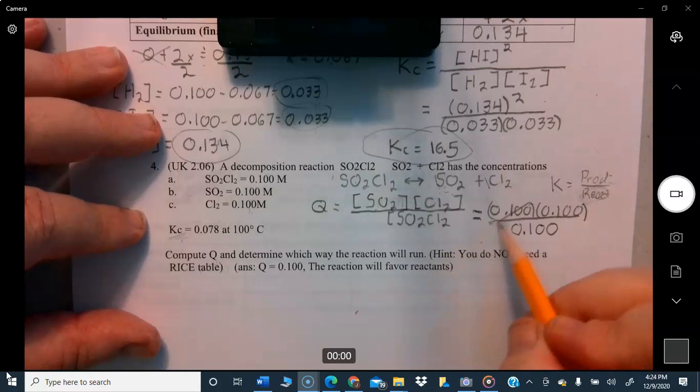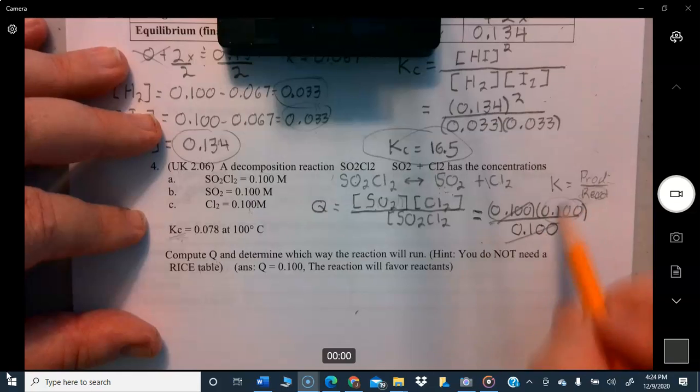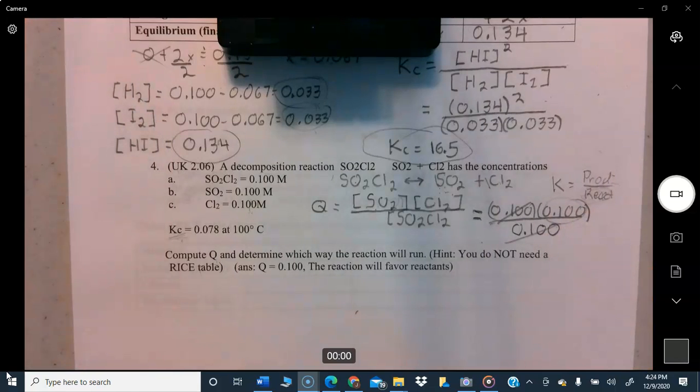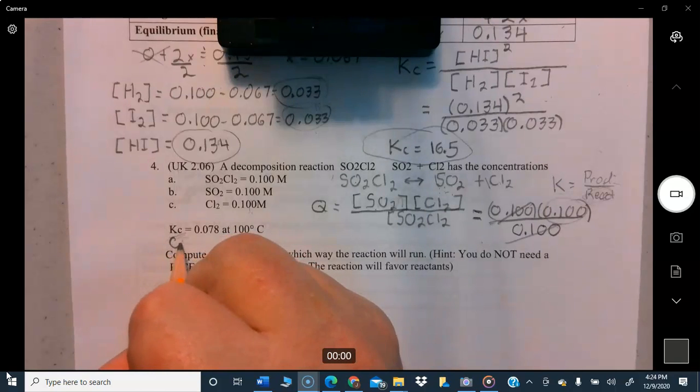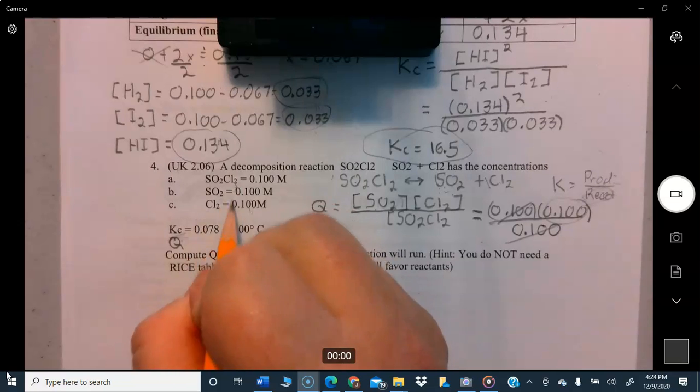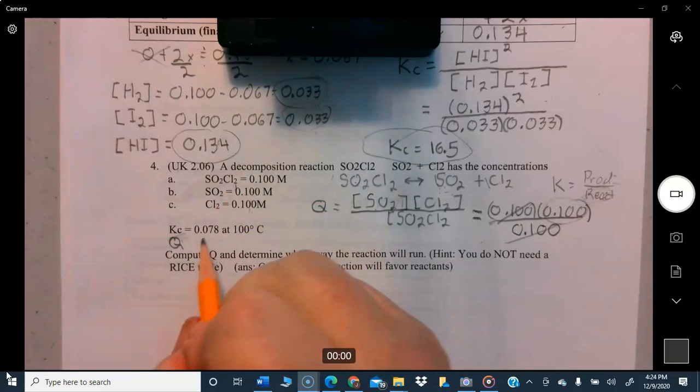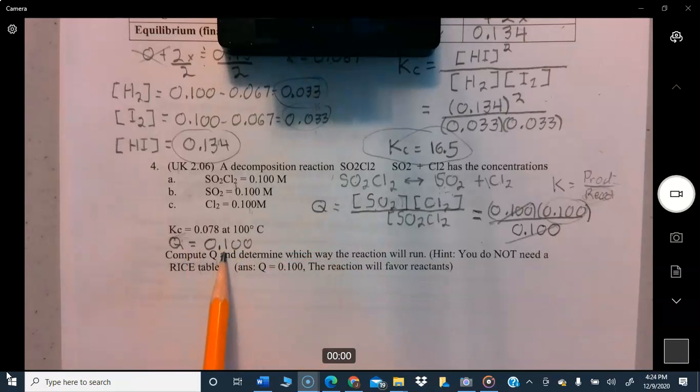Okay, so clearly 0.1 and 0.1 are going to cancel, so you're left with just 0.1. All right, so Q is 0.1. So let's come over here and write that down here. Q, for those concentrations, equals 0.100.